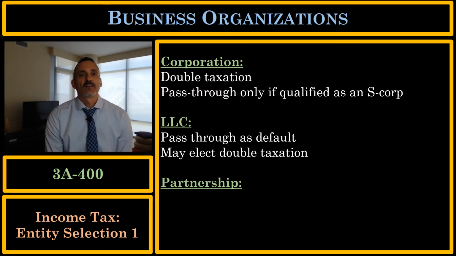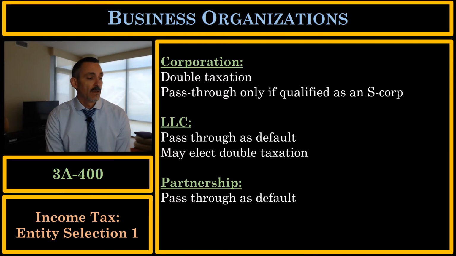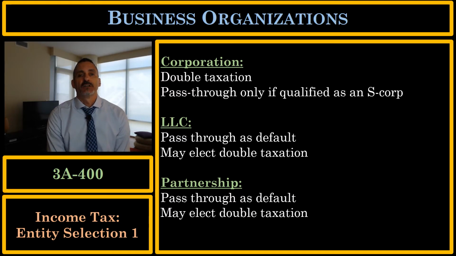We'll start out assuming that parties would like to avoid a double taxation regime. So the LLC in that situation is a good choice because it gets pass-through taxation as a default. The partnership is similar to the LLC. It gets pass-through taxation as a default, and it may elect double taxation if it so chooses.